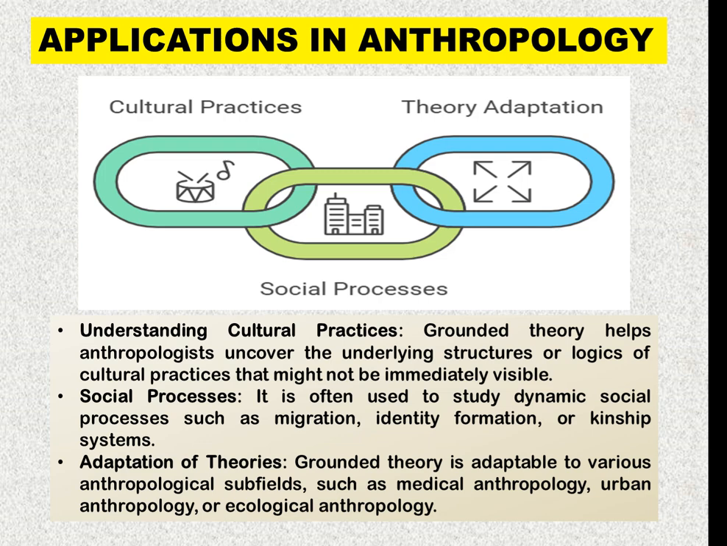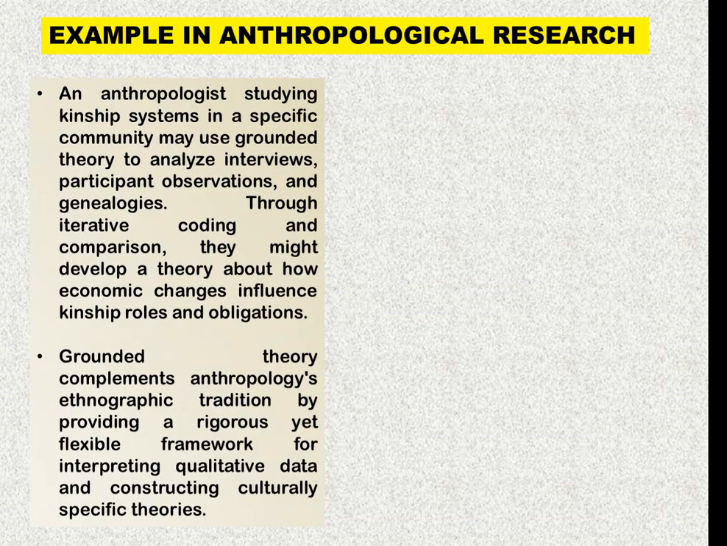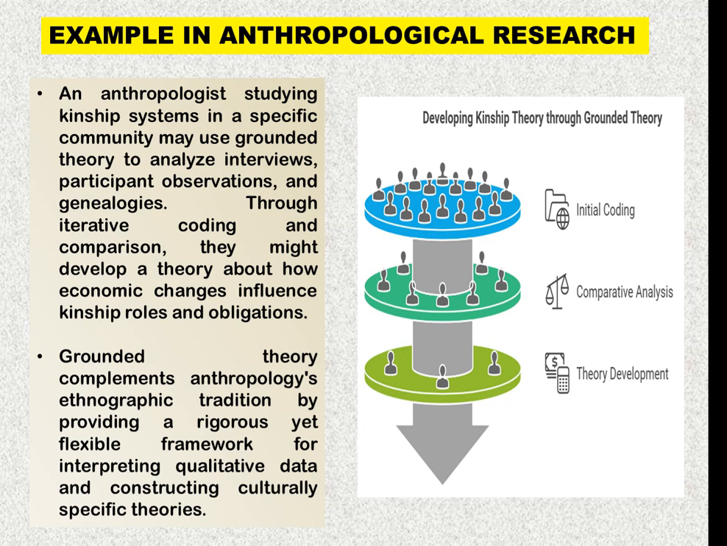3. Adaptation of theories. Grounded theory is adaptable to various anthropological subfields, such as medical anthropology, urban anthropology, or ecological anthropology. Example in anthropological research. An anthropologist studying kinship systems in a specific community may use grounded theory to analyze interviews, participant observations, and genealogies. Through iterative coding and comparison, they might develop a theory about how economic changes influence kinship roles and obligations.